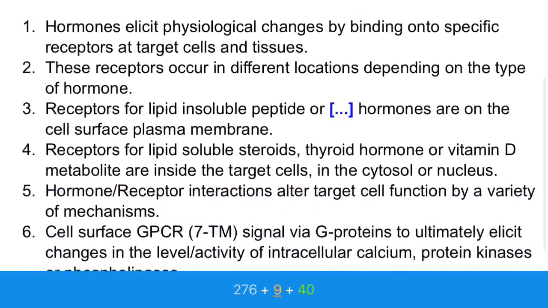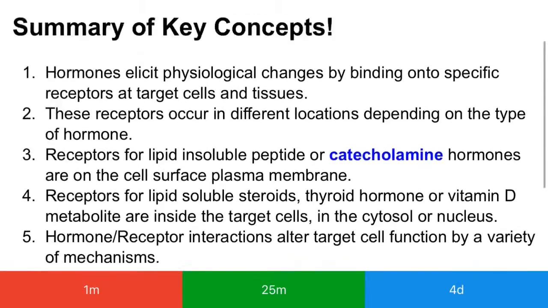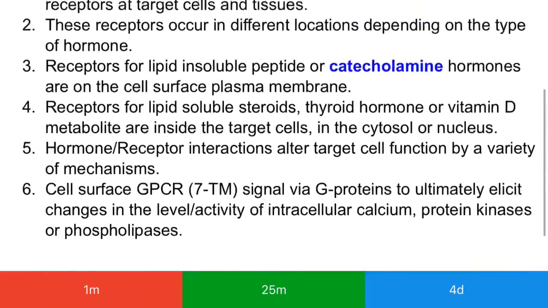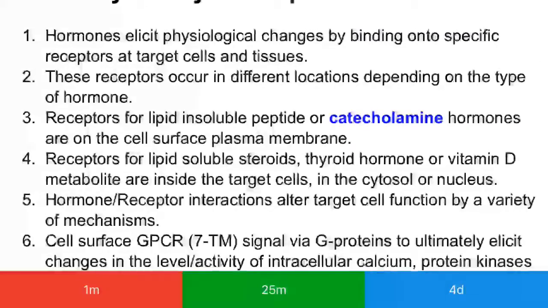Okay, let's see. Receptors for lipid-insoluble peptide, or what was this again? Was it catecholamines? Because I want to say hydrophilic, lipid-insoluble peptide, because this is not a positive. This is, right, catecholamines, yes. Okay, on the cell surface plasma membrane, why is this so specific? Receptors for lipid-insoluble peptide or catecholamine hormones are on the cell surface plasma membrane.